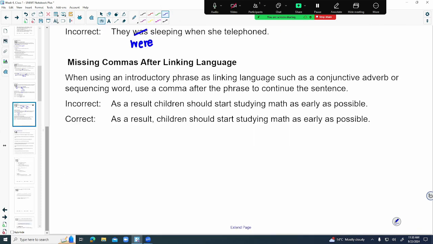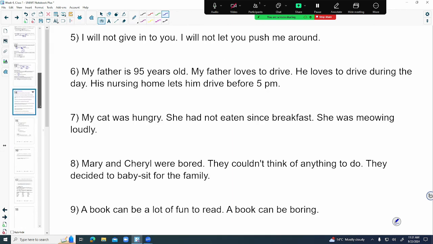Okay, and then there's missing commas after linking language. Generally when there's linking language, if you have an introductory phrase, such as however, therefore, as a result, in conclusion, you put a comma after it. When using an introductory phrase as linking language, such as a conjunctive adverb or sequencing word, use a comma after the phrase to continue the sentence. So incorrect: as a result children should start studying math as early as possible. Your introductory phrase, as a result, needs a comma after it. As a result, children should start studying math as early as possible. Therefore, children should start studying math as early as possible. In conclusion, children should start studying math as early as possible. There's that little pause after it. Instead of as a result children, as a result, children. Okay? So make sure you put your commas after your linking language.